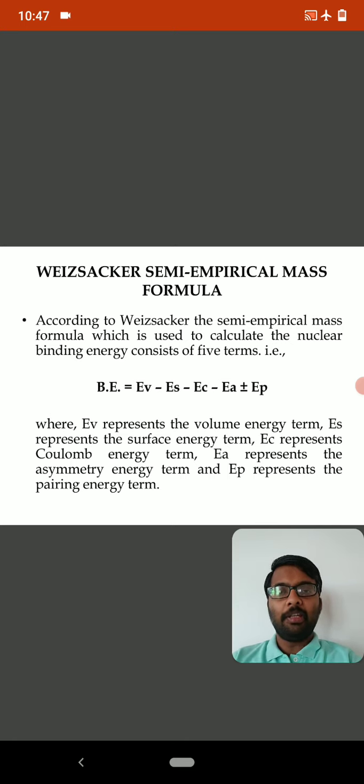The first term, EV, represents the volume energy term. The second term, ES, represents the surface energy term. The third term, EC, represents the Coulomb energy term. The fourth term, EA, represents the asymmetry energy term, and the last term, EP, represents the pairing energy term. So according to Weizsäcker, the semi-empirical mass formula which is used to calculate the binding energy has 5 different terms: volume energy, surface energy, Coulomb energy, asymmetry energy, and pairing energy term.